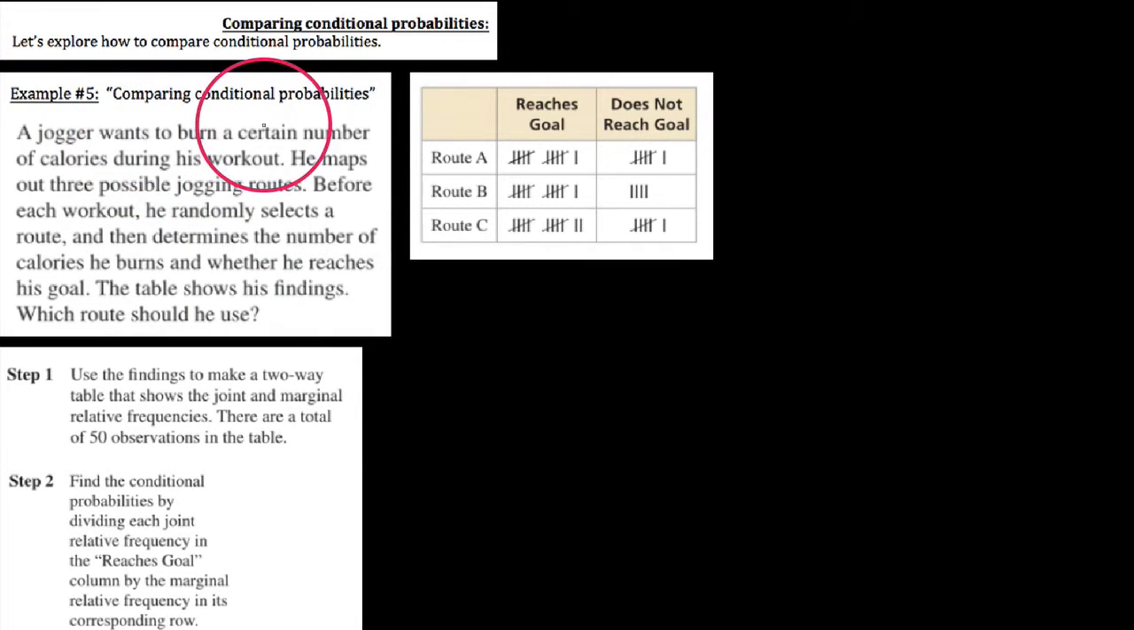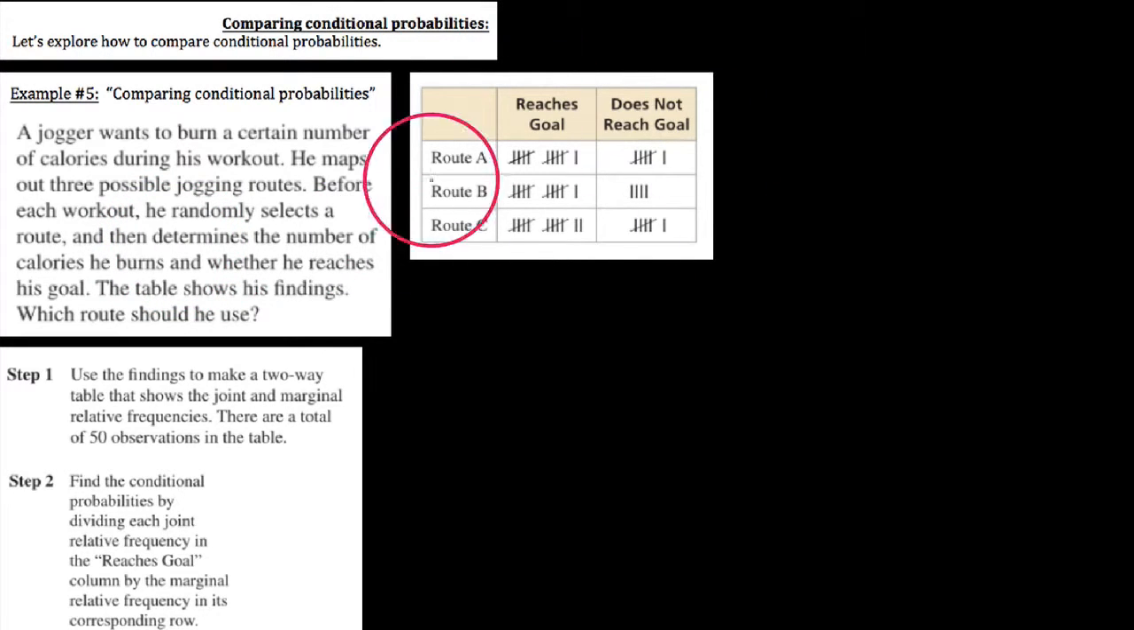So we say a jogger wants to burn a certain number of calories during his workout. He maps out 3 possible jogging routes. It says before each workout, though, he randomly selects a route and then determines the number of calories that he wants to burn, whether he reaches his goal or not.